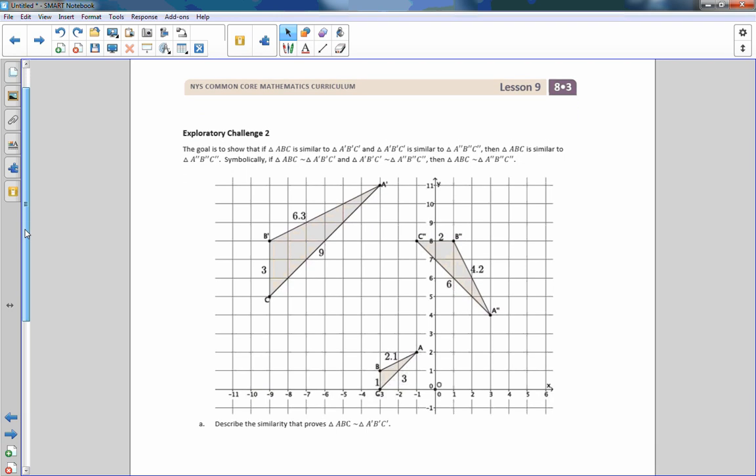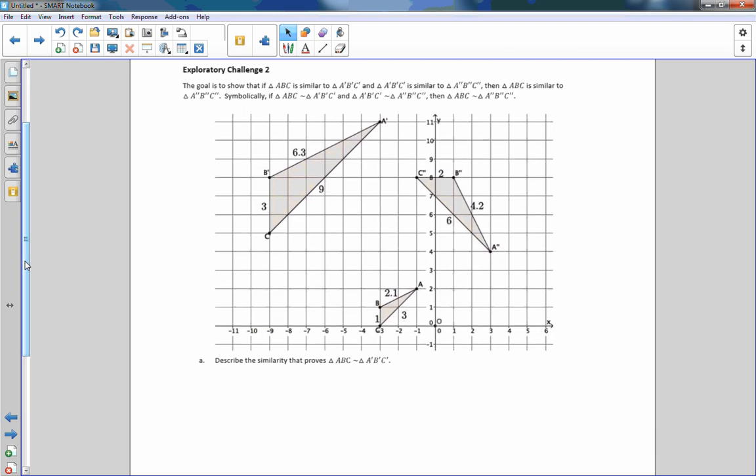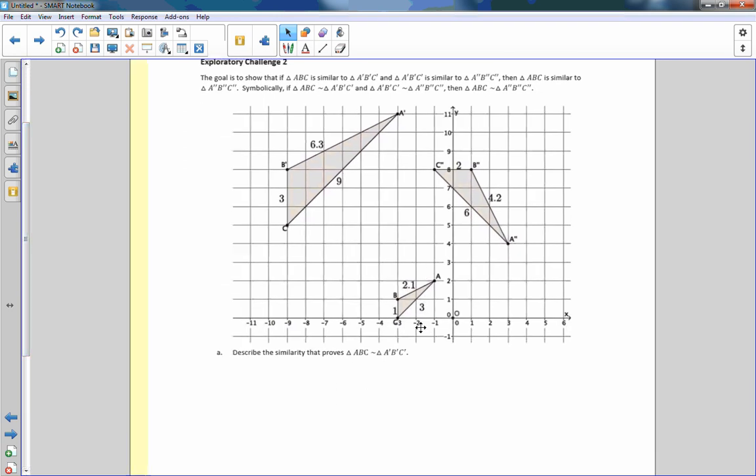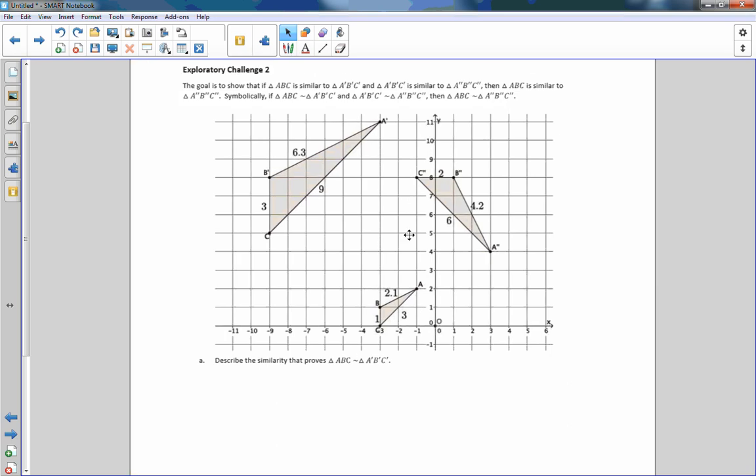Okay, exploratory challenge number 2. The goal is to show that if triangle ABC, which is right here, is similar to triangle A prime, B prime, C prime, and A prime, B prime, C prime is similar to A double prime, B double prime, C double prime, then triangle ABC is similar to A double prime, B double prime, C double prime. All right, so let me explain that again. What they're saying is if this is similar to that, and this is similar to that, then we can conclude that we can go direct, and that is also similar to that. Okay?